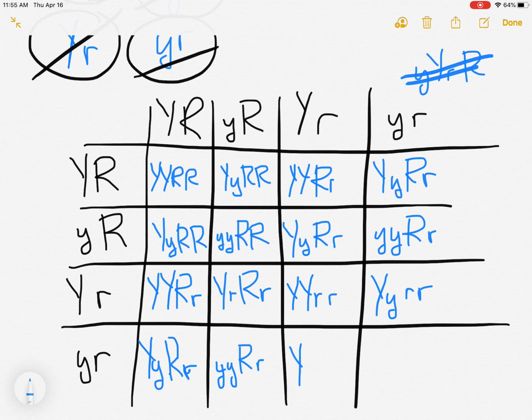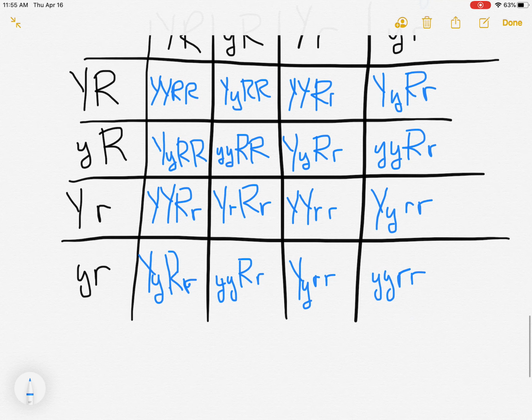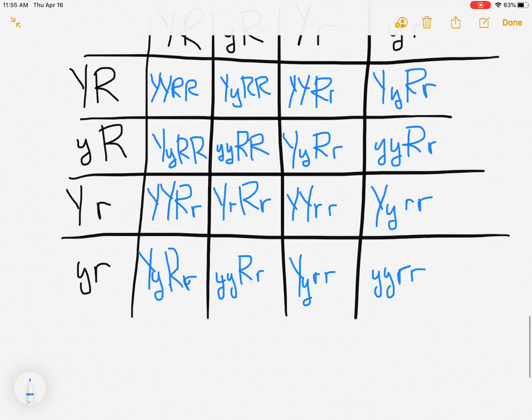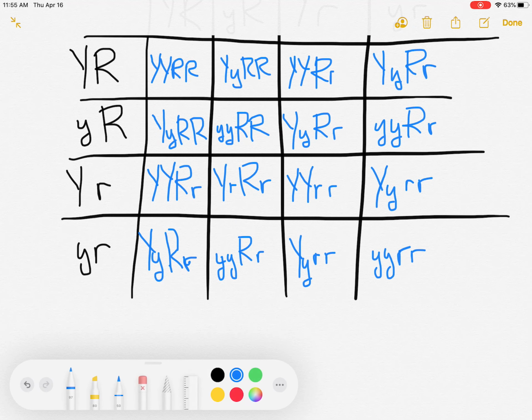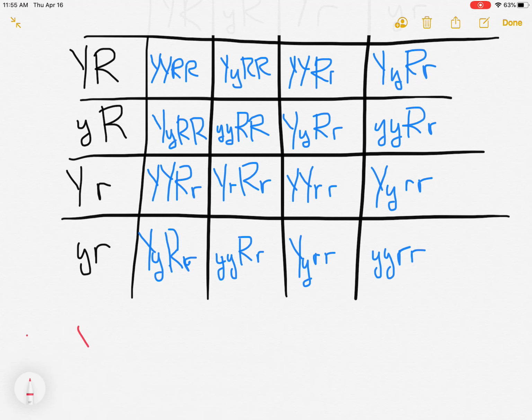Little y, big R, little r. Big Y, two little r's. And then we have this little guy. Okay. Now, let's see if any of these combinations are the same. Let's do the genotypic ratios.